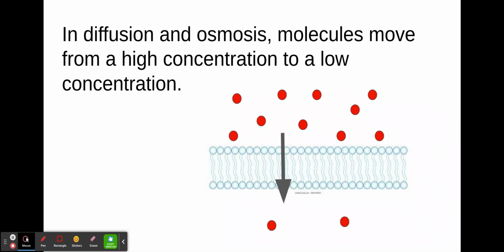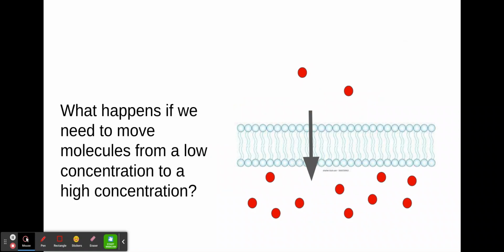What if we want to get a lot of sugar into the cell? We want to get more and more inside and less outside. Or what if we want to get more and more waste outside of the cell and not have a lot inside? Sometimes we don't always want them to reach equilibrium. So the question then is, what happens if we need to move molecules the other way, from a low concentration to a high concentration? That's what we're going to talk about today.